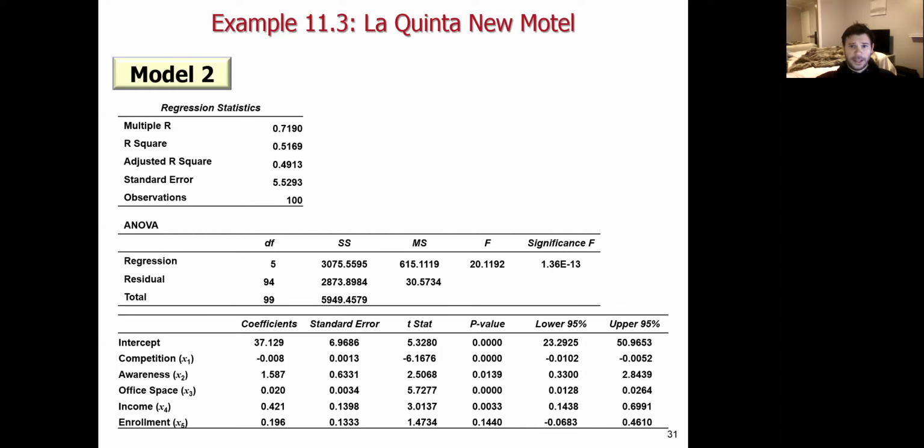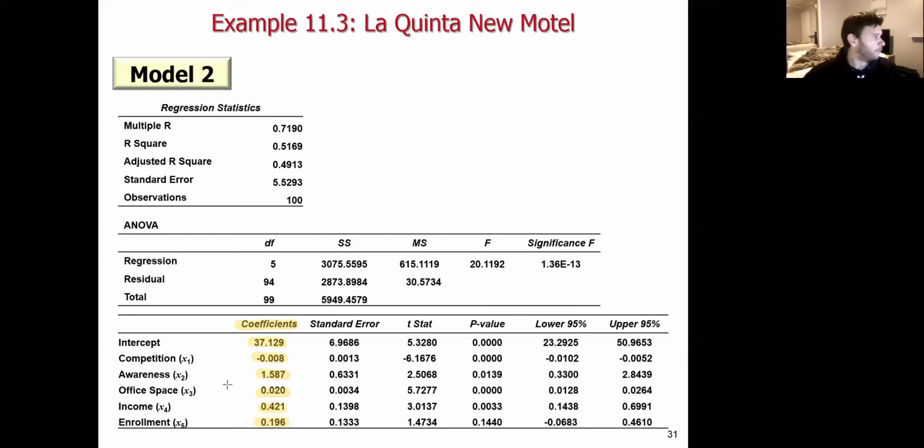So let's go ahead and highlight a few important values. The first thing that we would like to know here are our coefficient estimates. These values in this first column are the b values associated with each one of the individual variables.